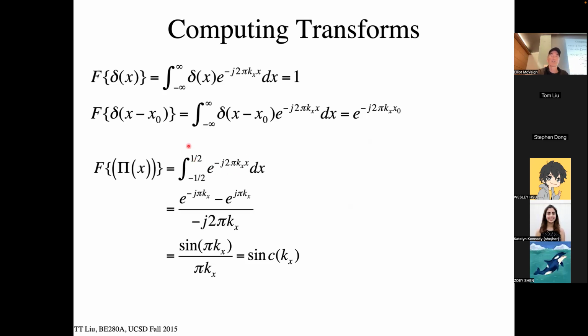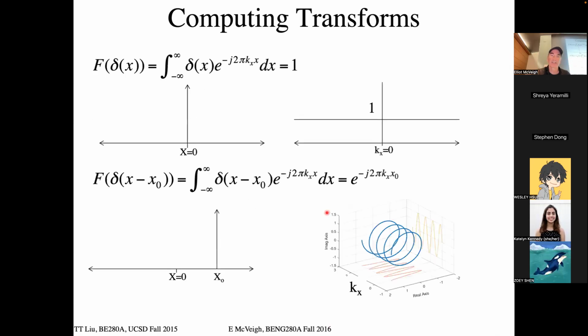And so that gives you this integral right here, which you can work out. I leave that as an exercise for you, that this definite integral turns into this thing. And this is basically the sinc function, okay? It's basically sine pi kx over pi kx. So the Fourier transform of a rect function gives a sinc function.